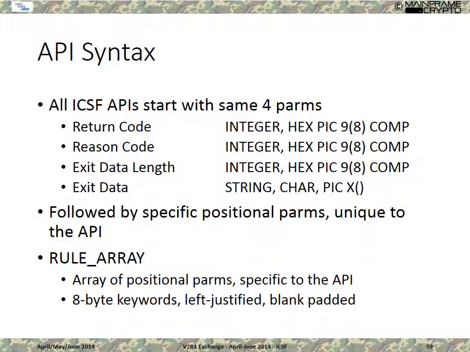So this rule array, again, the number of values in the rule array is going to depend on the API. You need to tell it how many there are, and then you need to fill in the various parameters you want to use. Each keyword is 8 bytes, and if they're shorter than 8 bytes, they've got to be padded with blanks, just left justified. So let's go to slide 60 and look at an example.